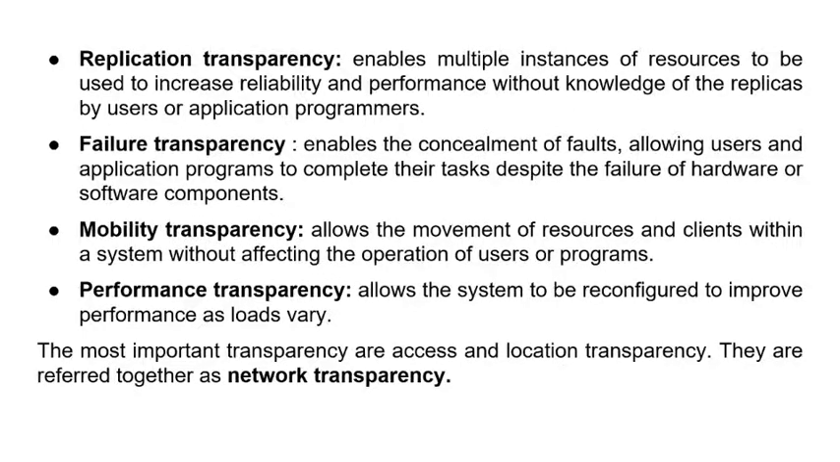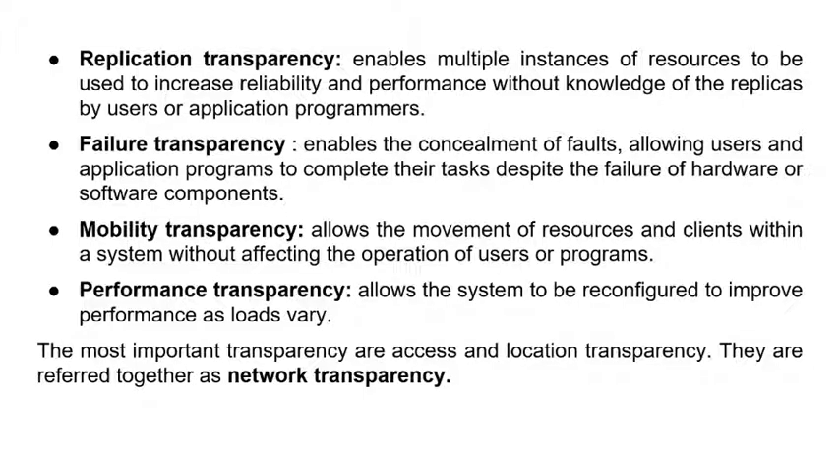Replication transparency actually conceals the fact that there can be multiple copies. It enables multiple instances of resources to be used to increase reliability and performance without knowledge of the replicas by the user or application programmer. Failure transparency means it enables concealment of faults. Mobility transparency means it hides the fact of whether a resource is in a moving state. It allows the movement of resources without affecting the user, right? That is what mobility transparency is.